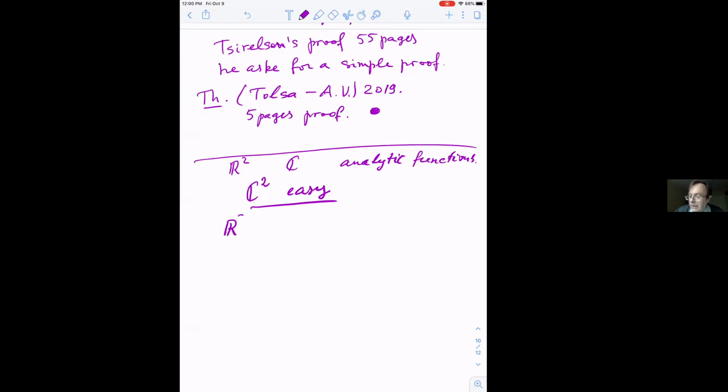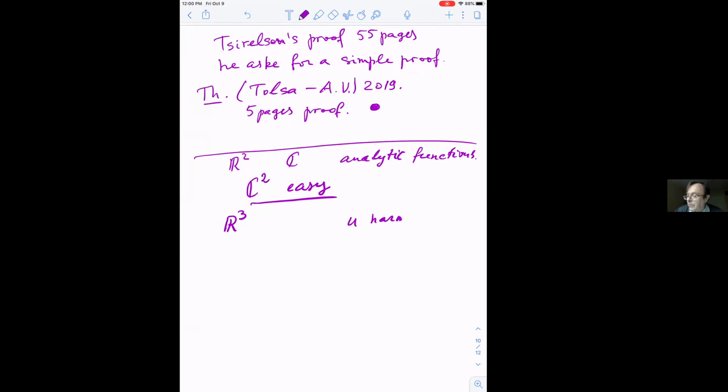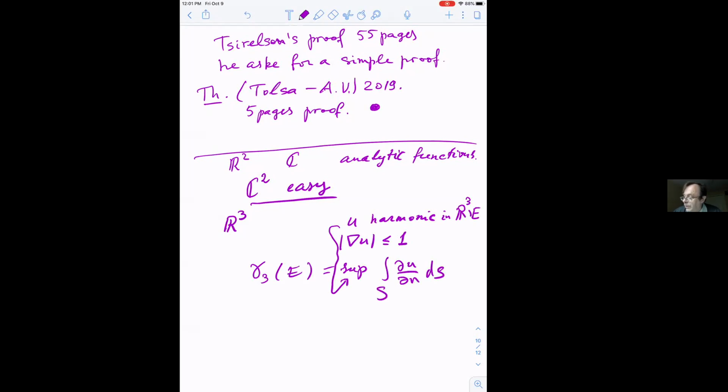But if you go to R3, you can ask the same question, and actually R2 should be asked differently. It's not about analytic functions, it's about harmonic functions, such that the gradient is bounded. You know, the gradient of a harmonic function is an analytic function. But in R3, you don't have analytic, but you have gradients of harmonic functions. And gamma 3 of E is the supremum over all such harmonic functions in R3 minus E, and you take the flux. So you go around E and take a flux.